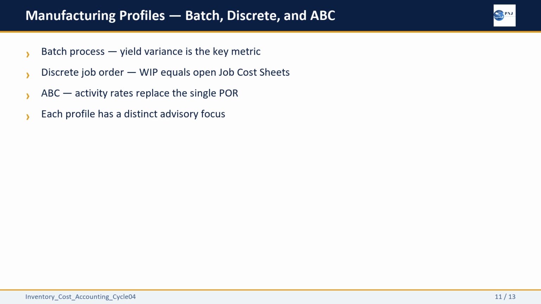For discrete and job order manufacturers, each order carries a job cost sheet, and work in process equals the sum of open sheets. Watch POR adequacy and old open jobs, which often signal untransferred finished goods. And for ABC adopters, activity rates replace the single POR, so validate that the drivers are still relevant and measurable.